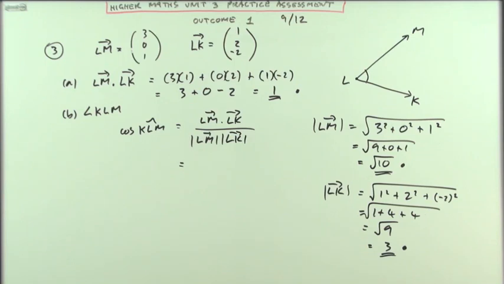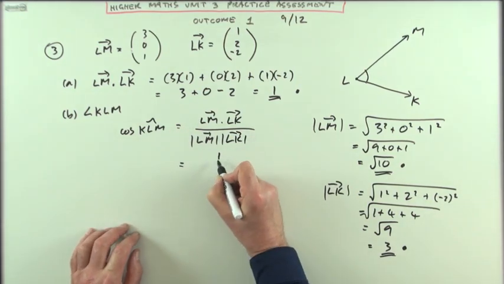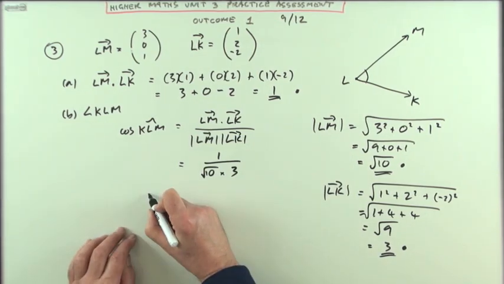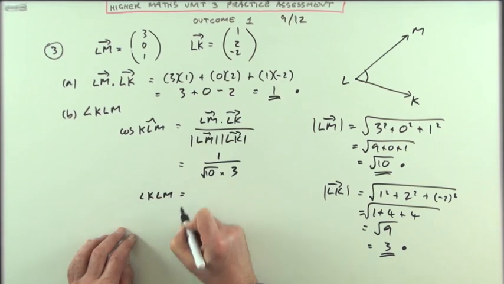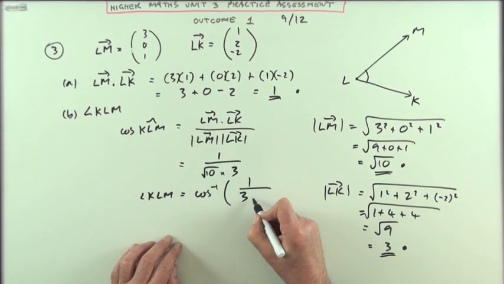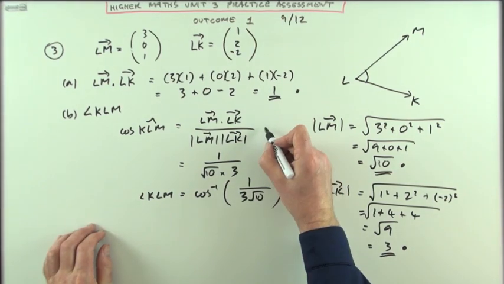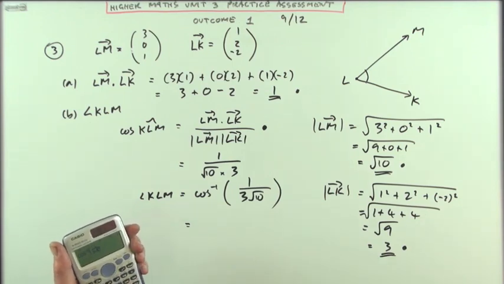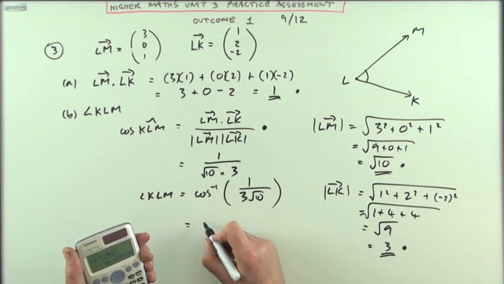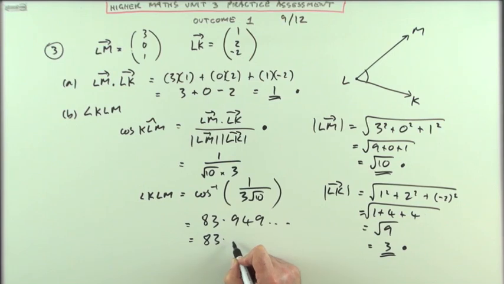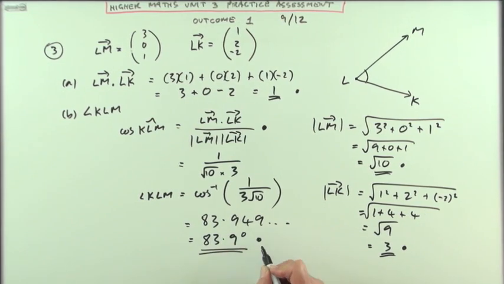That's another mark. Putting it into this formula, it would read 1 over root 10 times 3, which means that KLM for the angle would be inverse cos of that thing, 1 over 3 root 10. Don't think I put down the fact that that formula there is 1 mark. Last marks then, just for putting that into your calculator. And that gives you 83.949 and so on, which I'll call 83.9 degrees for the 5th mark.